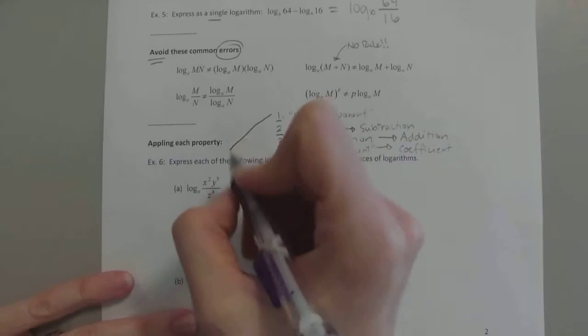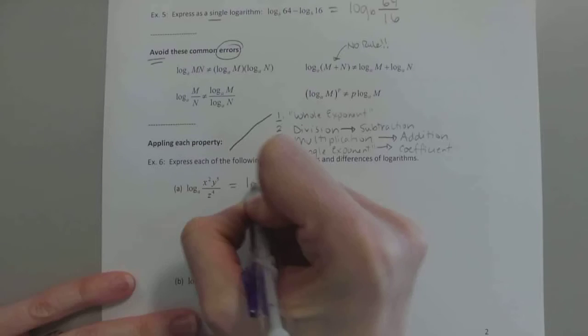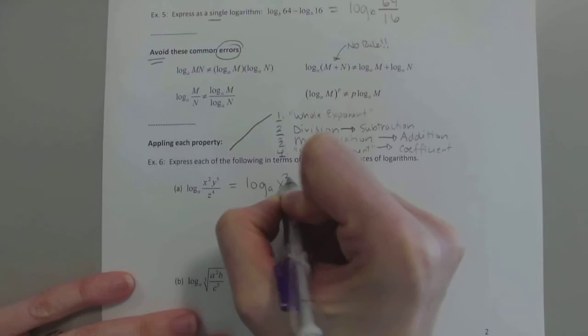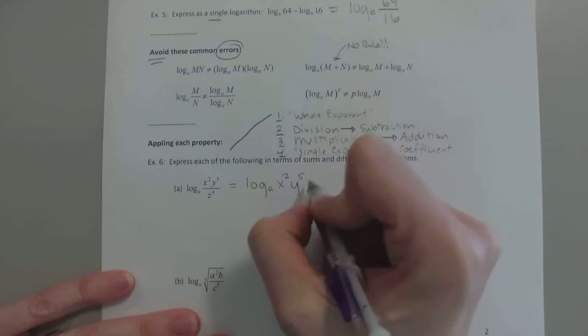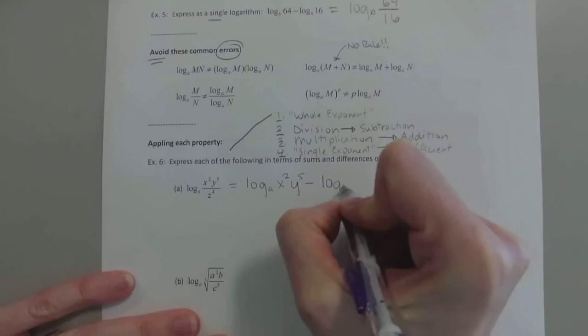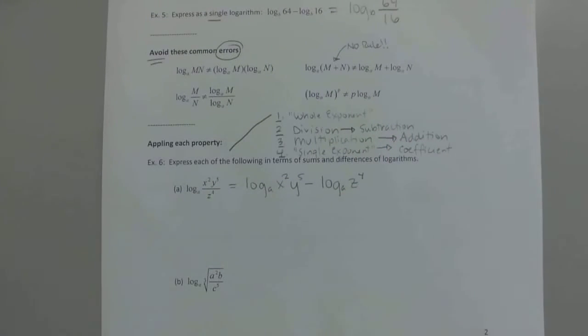The x and the y will stay together in the front chunk because that's our numerator, and then the z will be on the back chunk because that's our denominator. So we'll rewrite this. Remember, the log stays the same. So this will be log base a of x squared y to the 5th minus log base a of z to the 4th. Is that okay? So you take the log of your numerator minus the log of your denominator. That makes sense. That was number 2.